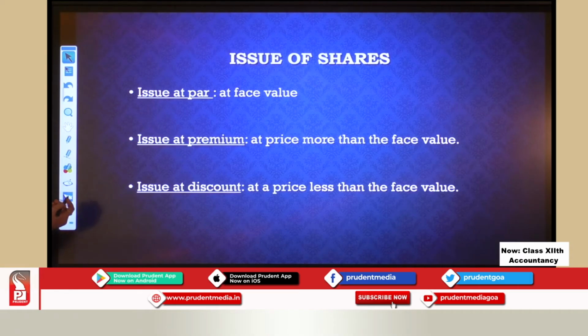Next one, you have issue at discount. What do you mean by issue at discount? The share is offered to the public for subscription at a price less than the face value. So the face value in the example was 100. Now these 100 rupee shares are issued at 90 rupees. That means it is issued at a lower price, that is called issue at discount.